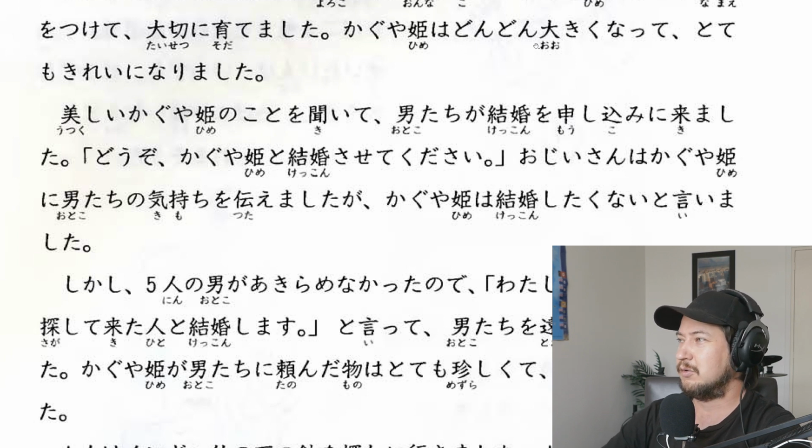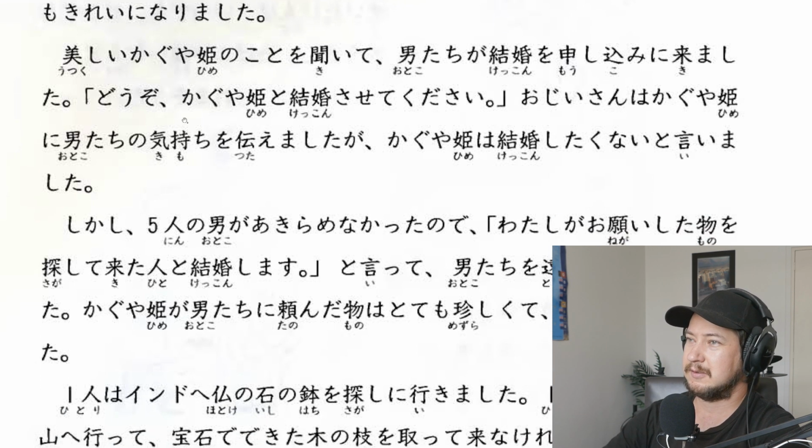Kaguya hime wa dondon okiku natte totemo kirei ni narimashita. So this Kaguya princess gradually, well, literally saying, became big, but yeah, she grew up gradually and became very pretty.